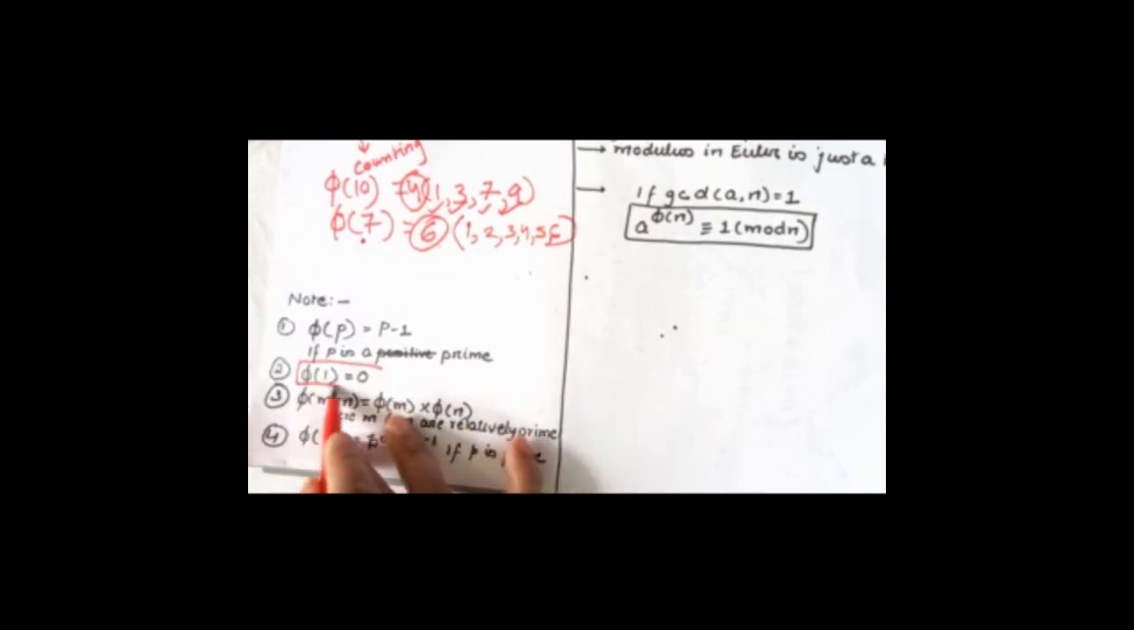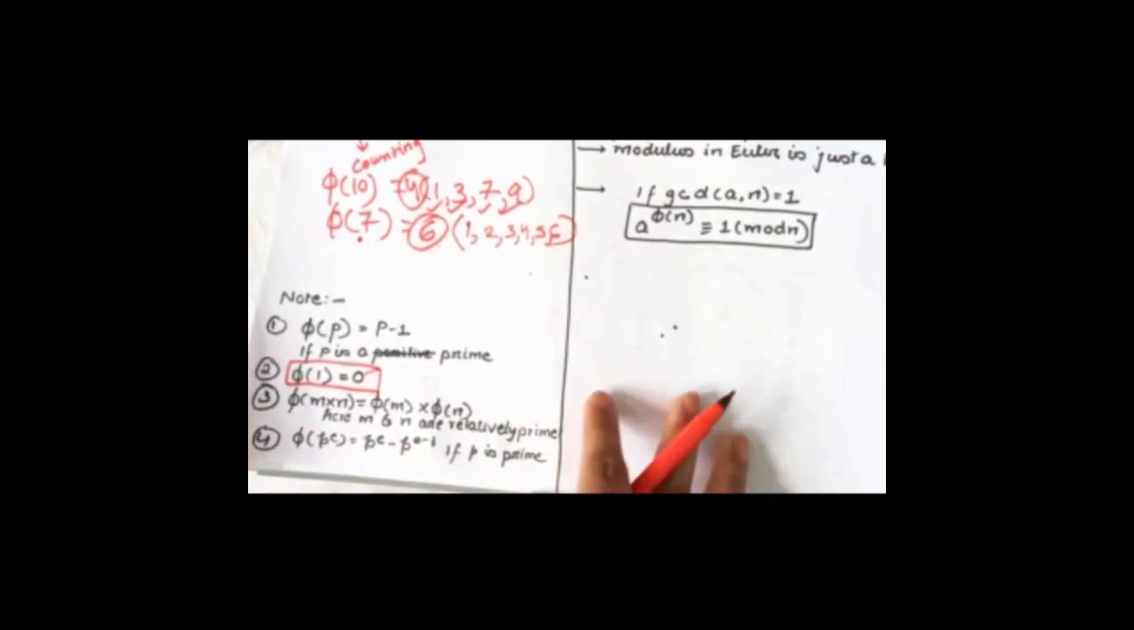For phi 1, if you are supposed to find phi 1, then the answer is always 0. Always remember this. Now the third property says that phi of m cross n, you can write this as phi m into phi n. Here m and n both are relatively prime.